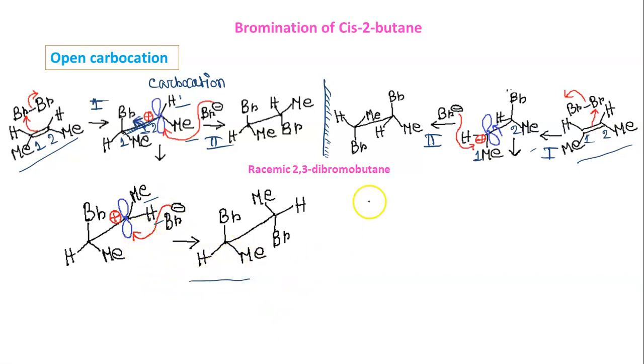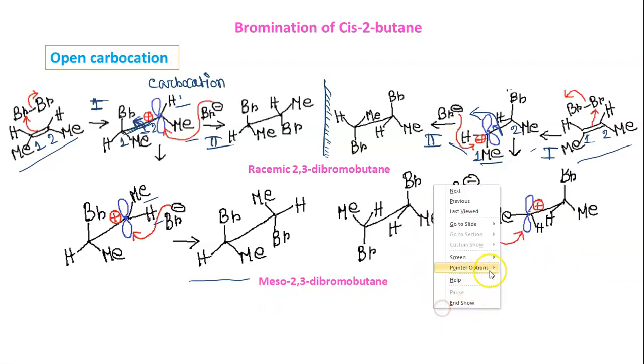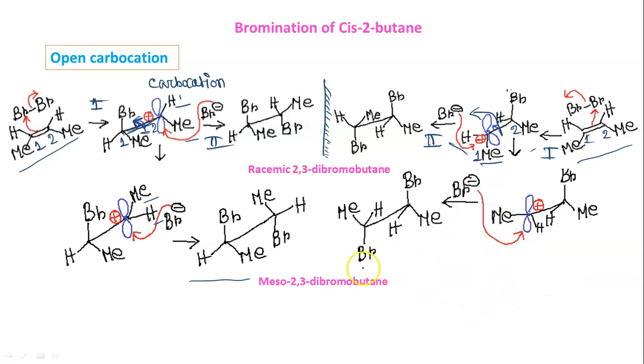Similarly, if you look at the right hand side, here also rotation of the CC bond is possible. And if that is the case, then the position of H and methyl will be reversed. And when it is reversed and bromine is attacking, now we are getting this product. Now look at this product carefully. If you rotate this bond, if I draw the sawhorse, this is actually a meso compound.